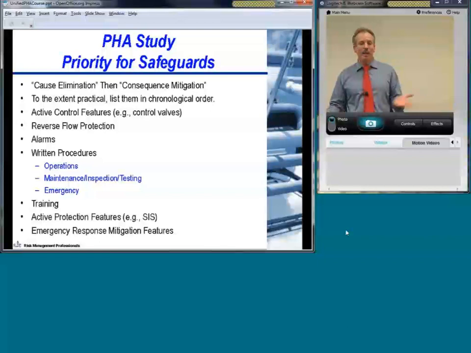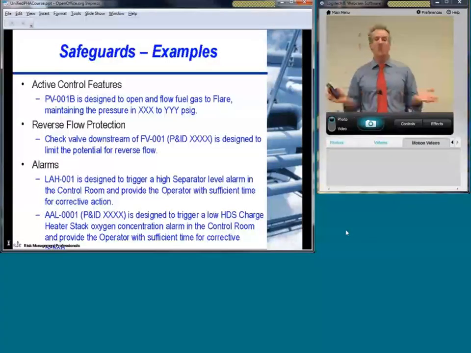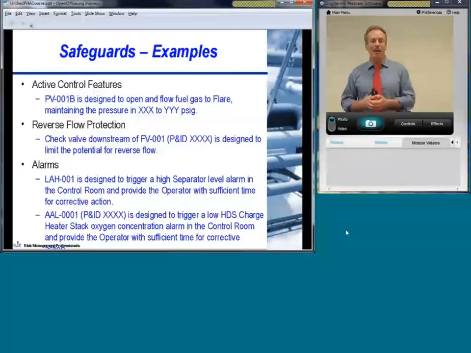Good examples of all these for active control features: a pressure control valve designed to open and flow fuel gas, reverse flow protection check valves, as I mentioned, and alarms. In this case it's a high-level alarm, and what I like to do is also ask the team, what is that alarm doing? Where does the alarm come in? And is there sufficient time for the operator to take corrective action? So I actually use a few extra words when I'm documenting the safeguard to remind the team to be thinking about these things and only credit alarms that actually are useful for mitigating the scenario.